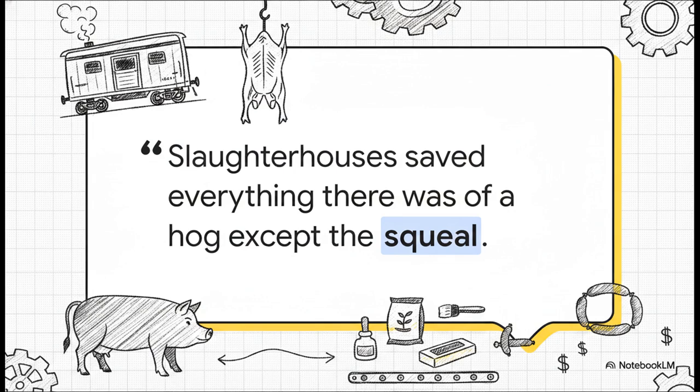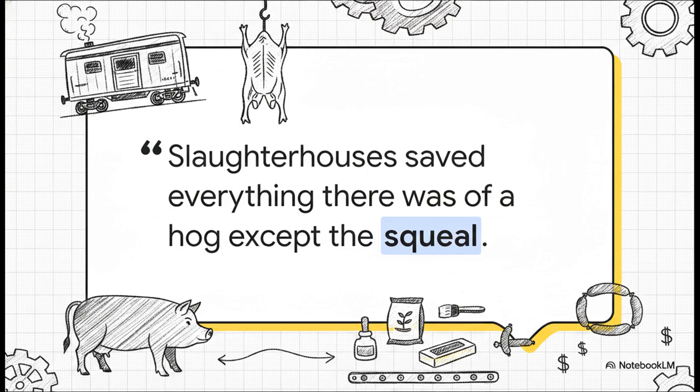Take the massive Chicago meat packers like Gustavus Swift and Philip Armour. They realized shipping live cattle by train was a huge waste of money because 60% of a cow is inedible. So they literally invented refrigerated rail cars to ship only the dressed meat. But what about all that waste? Well, as Armour famously bragged, they saved everything there was of a hog except the squeal.